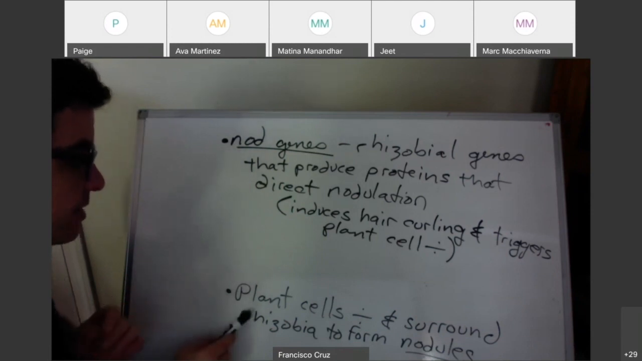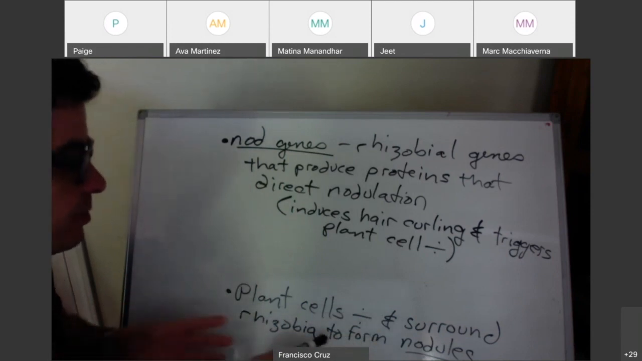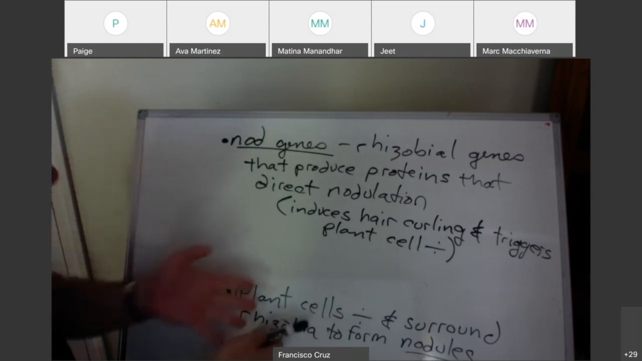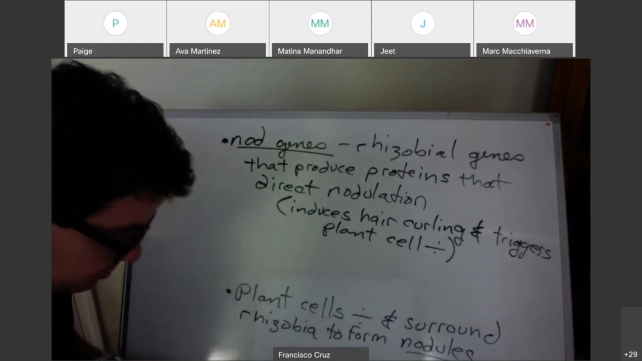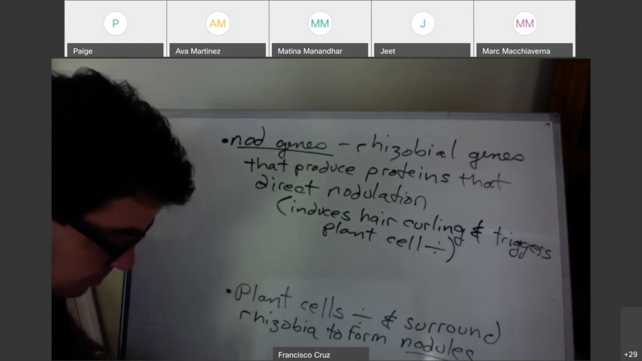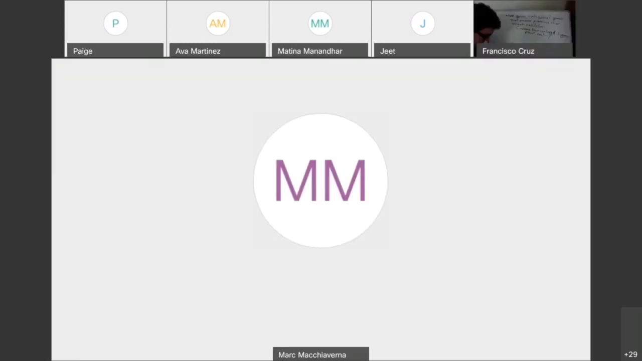So this bottom part, plant cells divide and surround rhizobia to form nodules, is what plants do in response to nod genes. It seems like the roots would want to grow towards nutrition of some sort. It's like a good evolutionary concept to have.